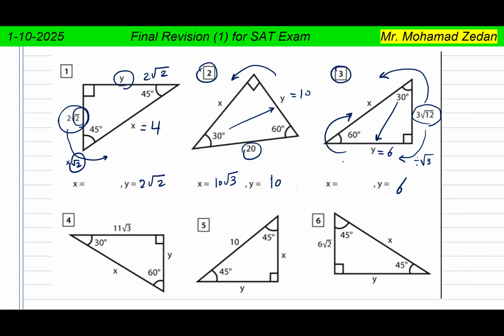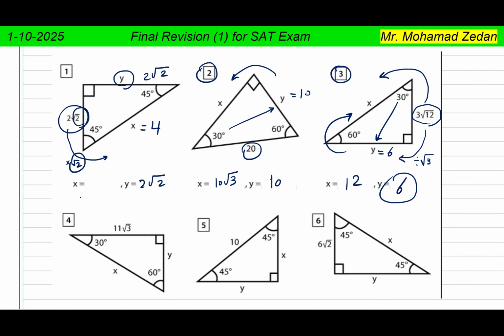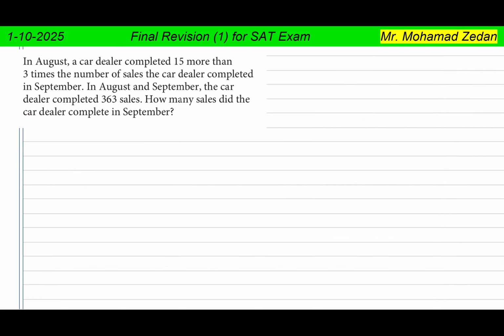What is the length of the hypotenuse? Double the 6. 12. Yes. Again, be careful. Last one, number 4. This side is 11 radical 3. What is Y? What is X, please? Go to this side and divide by radical 3. What's your answer? 11. Why 11? What's X, please? 22. Perfect. Thank you so much. In this way, we solve similar questions.